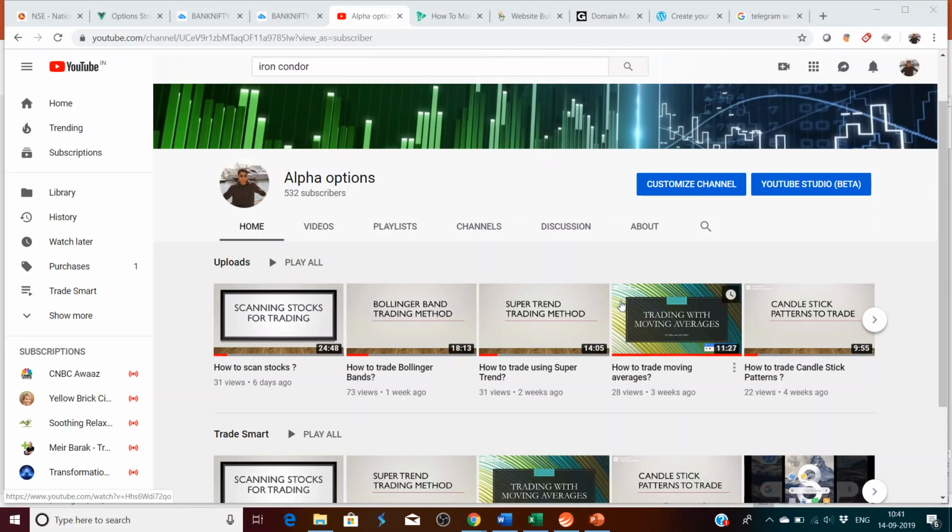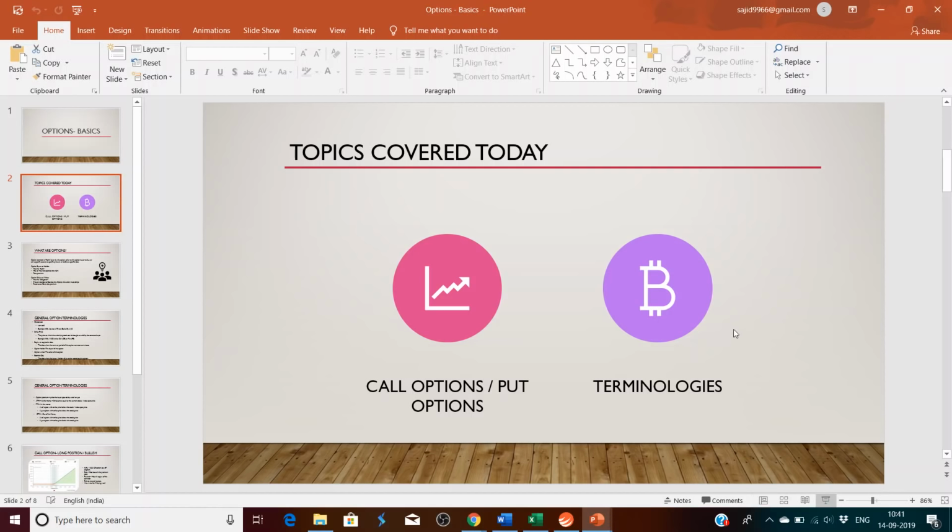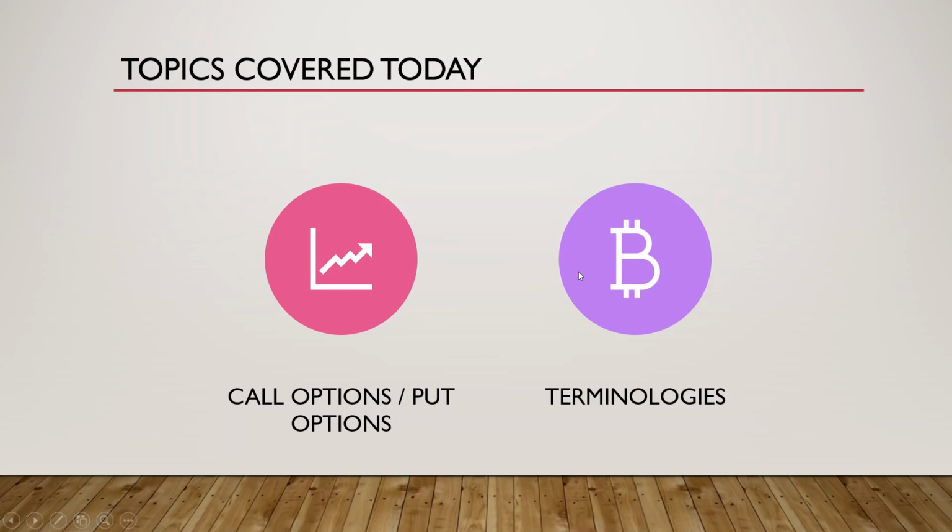So, what is the topic for today? So, today's topic is option basics. So, options is a very interesting derivative which we are going to talk about today. And what am I going to cover in this session? So, these are the topics for today. So I'm going to cover call option, what is call option, what is put option, and what are the general terminologies in this short video.